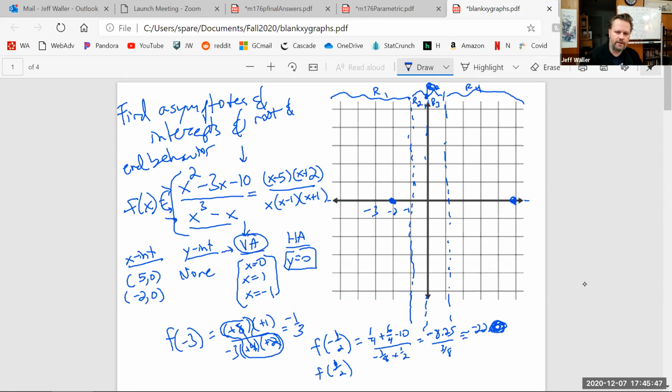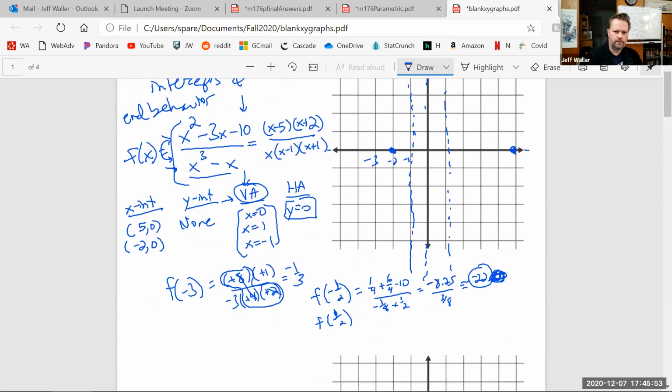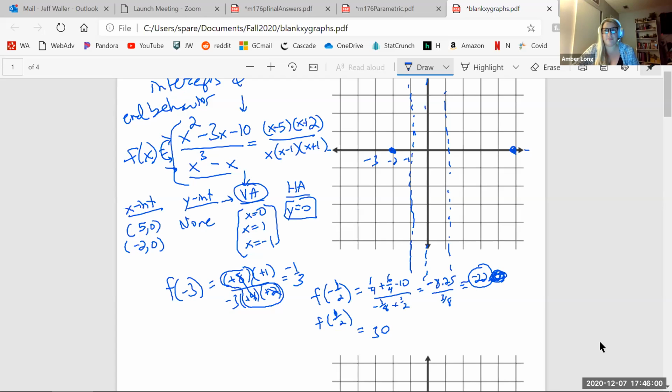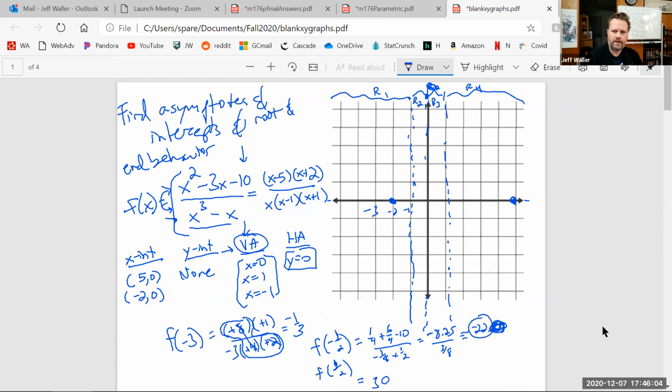So it's like, now I'm getting a better idea about what I want my scale to be on the y-axis, right? And then 1/2 is 30. Thank you. Good Lord. It's about time somebody saved me from myself. So let's make our scale. I want to get up to 30. So let's make it 8, 16, 24, 32. Sure.